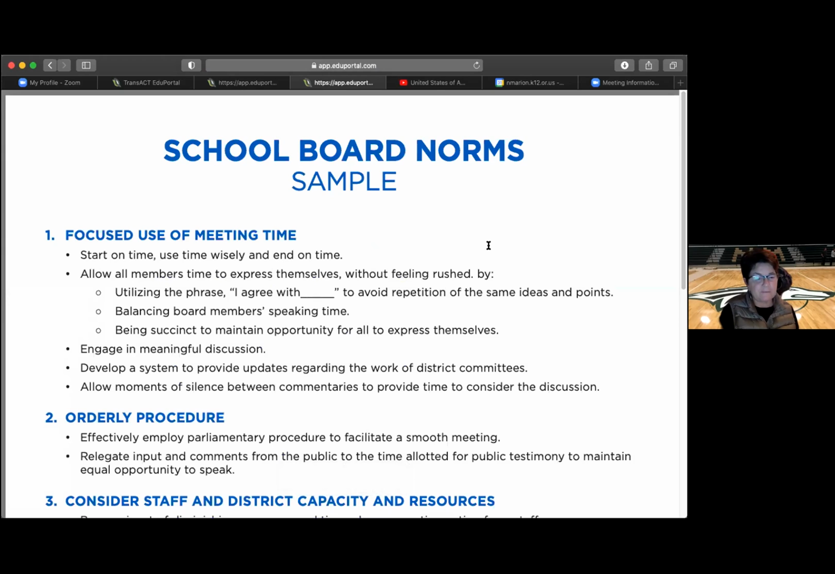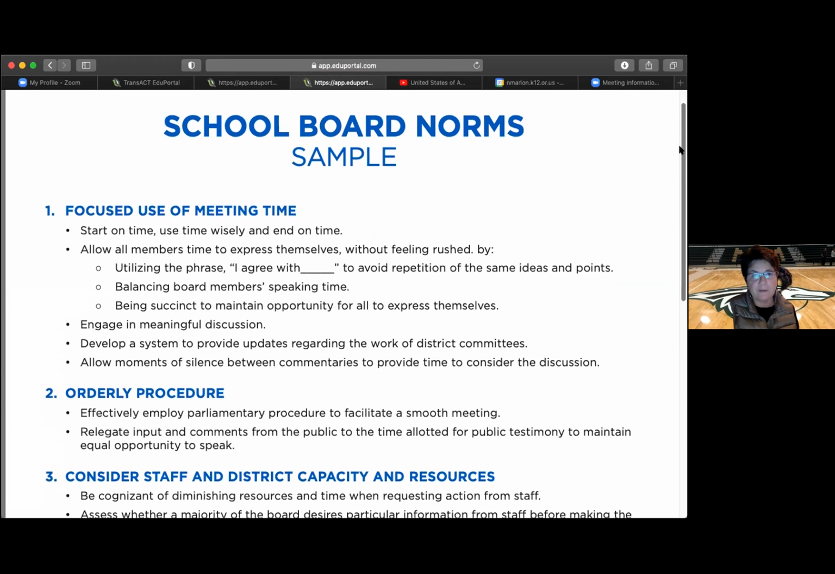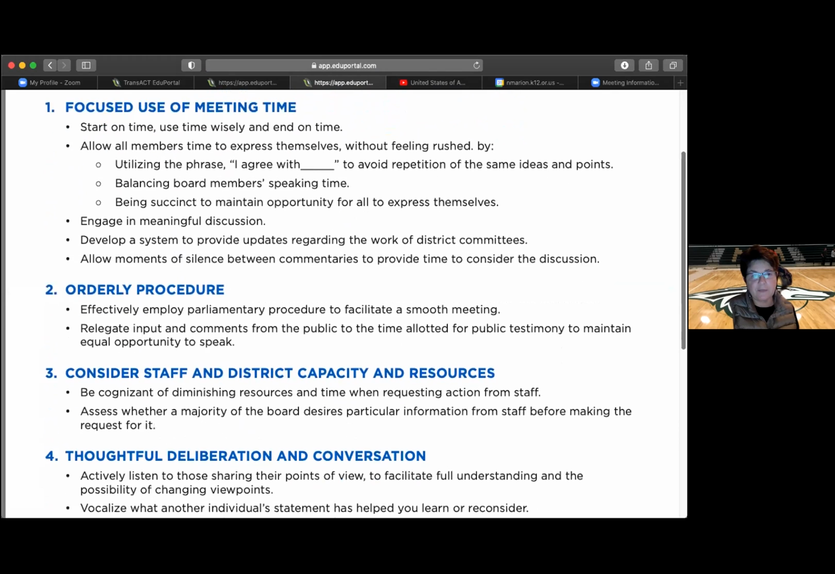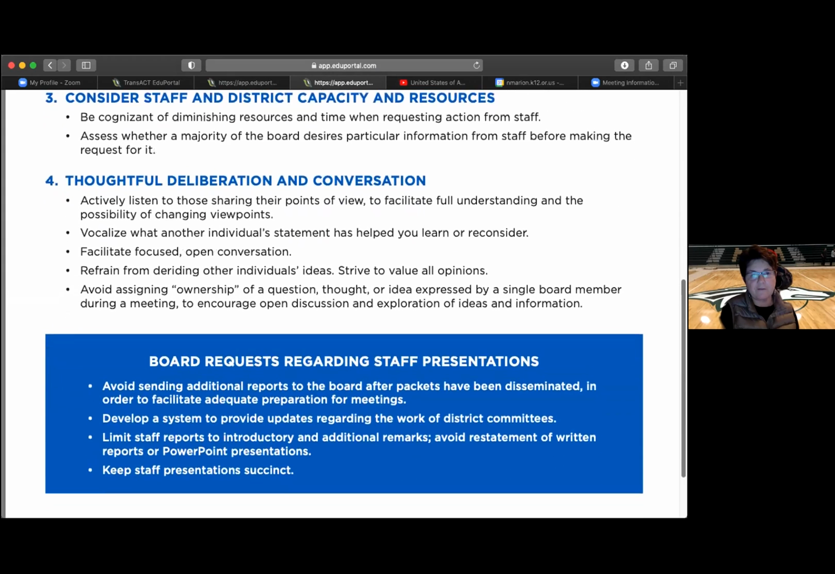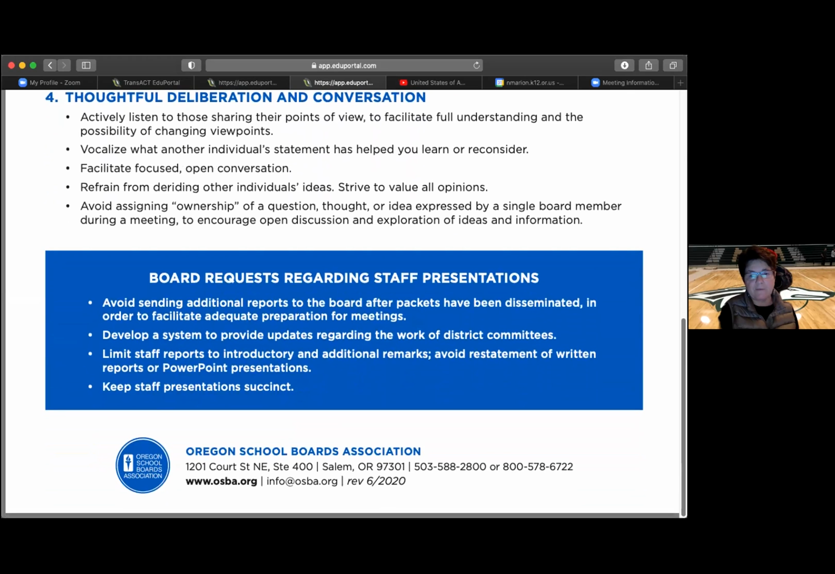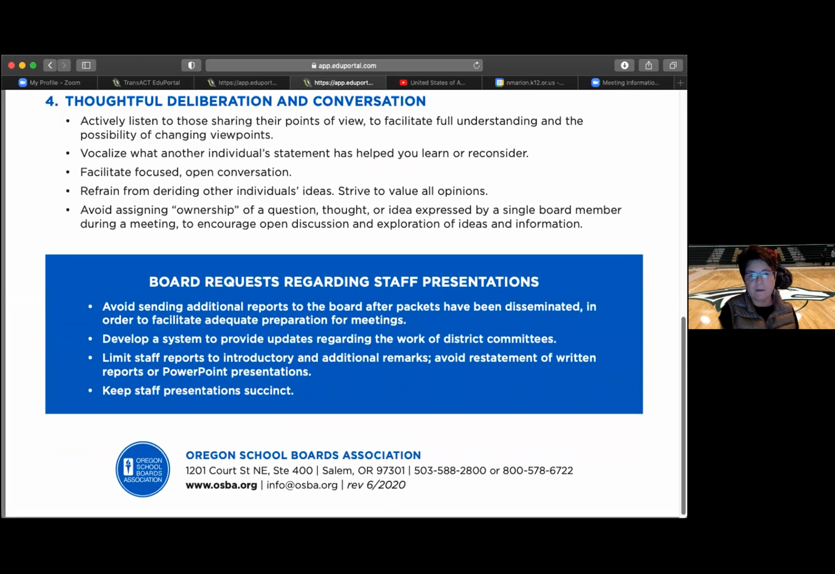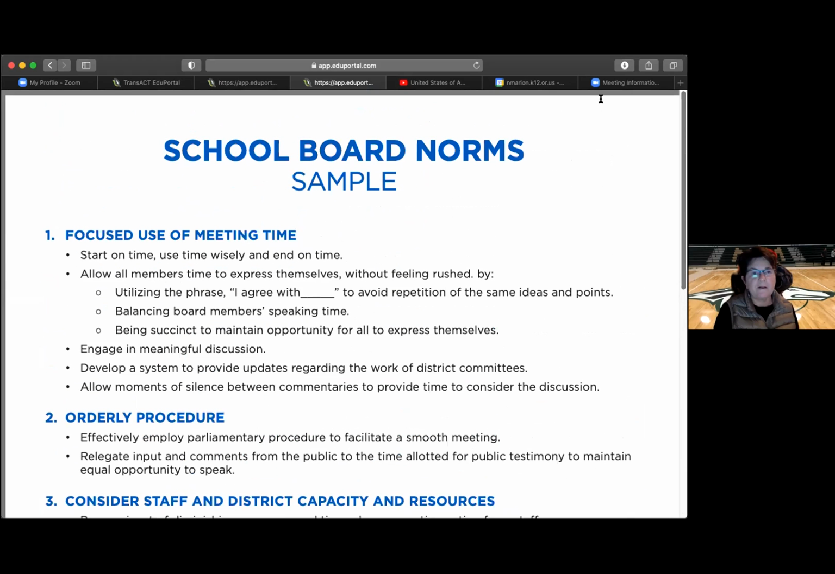This document helps the board, if you were in a committee and coming up with your charter of how you wanted to feel in a meeting and how you want the meeting to include everyone and what are some goals to uphold throughout the meeting. This would be a document that would help describe that. It's pretty simple, focused use of the meeting time, orderly procedures, consider staff and district capacity and resources, thoughtful deliberation and conversation, and information about board requests. I find that to be a very helpful document, so please keep that in mind.